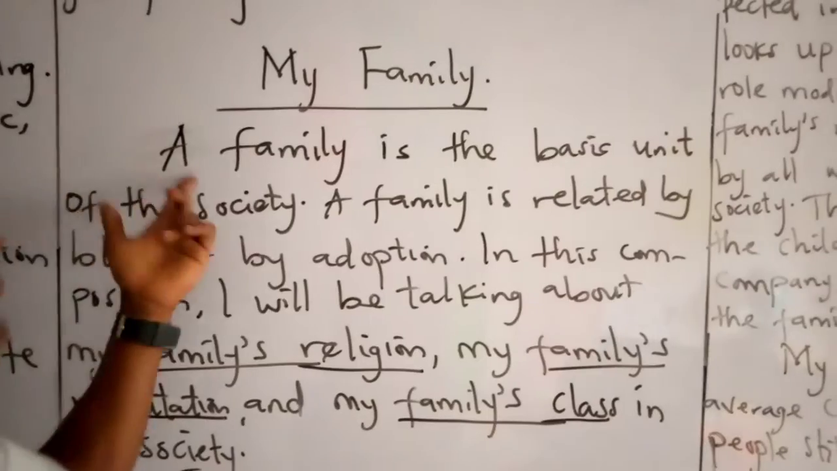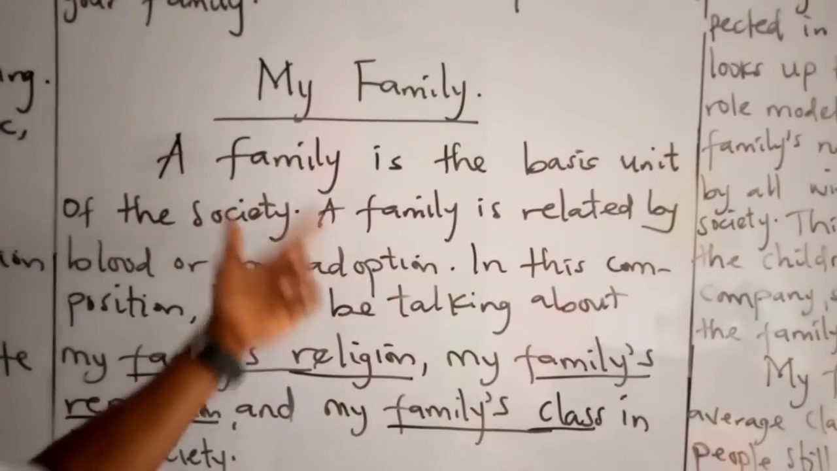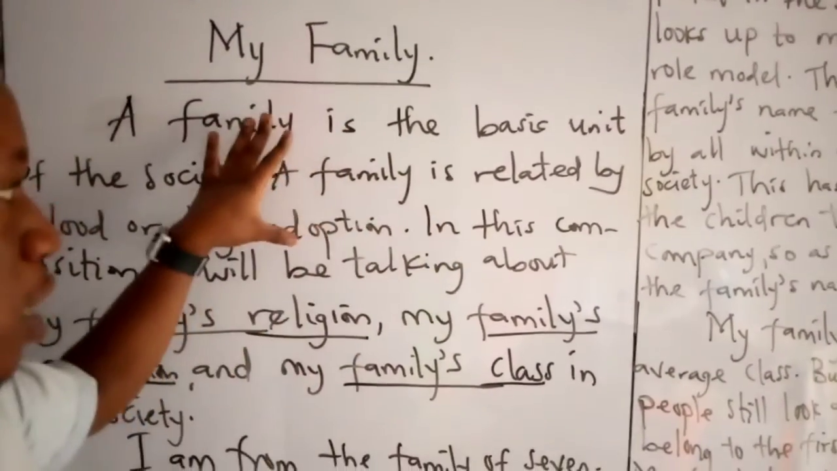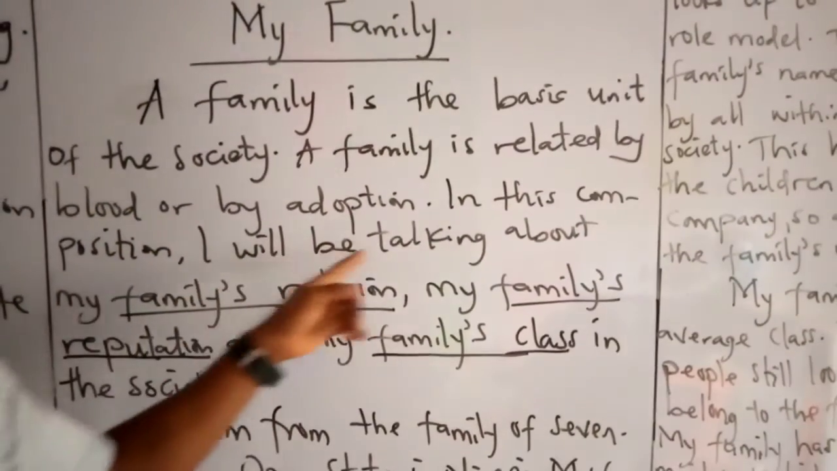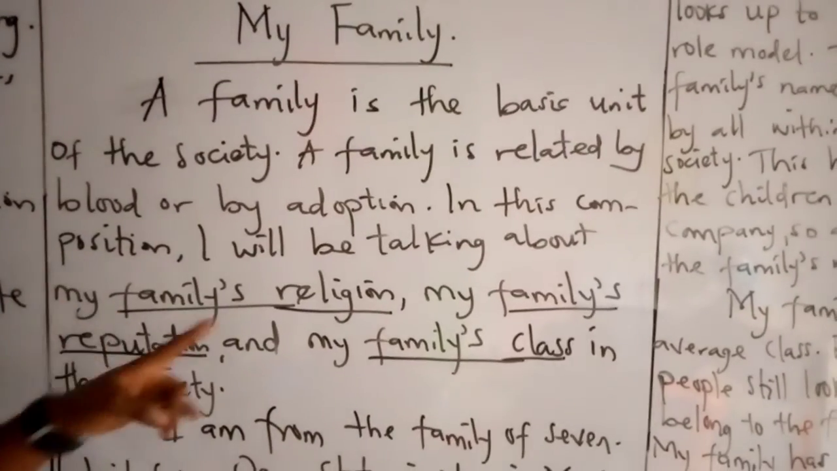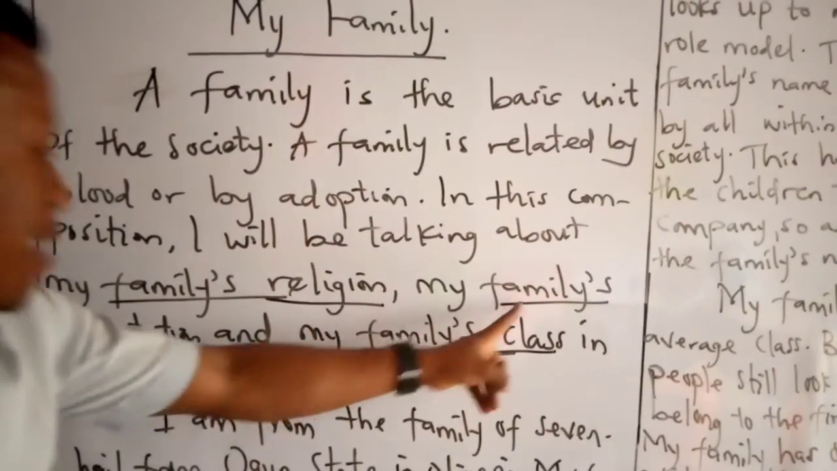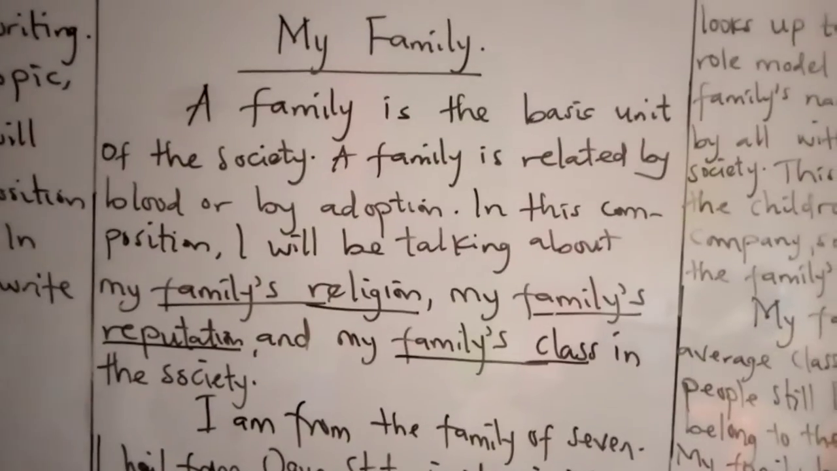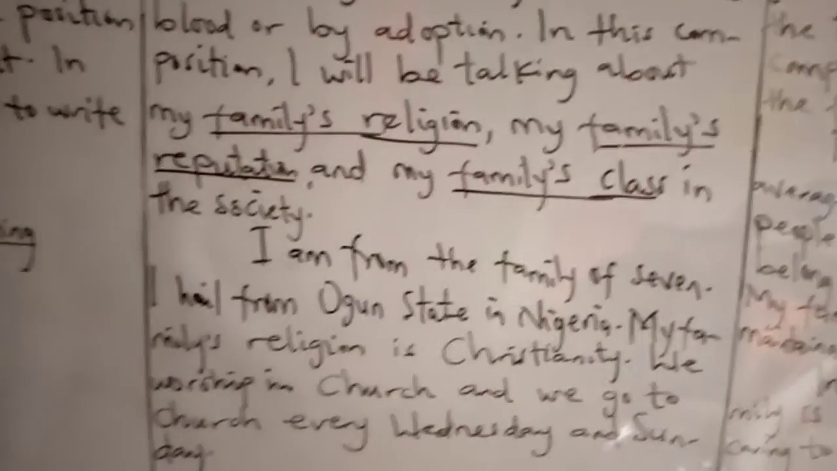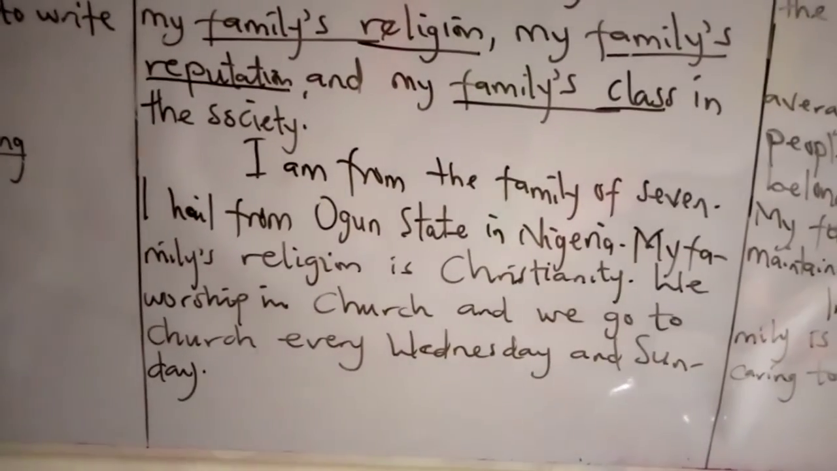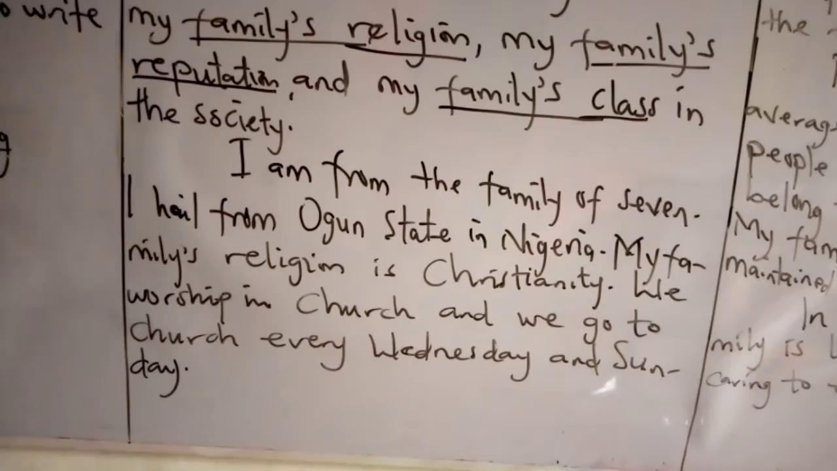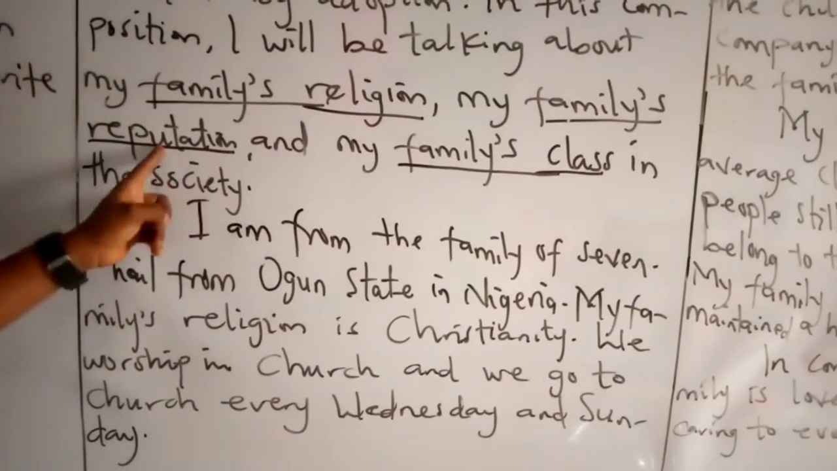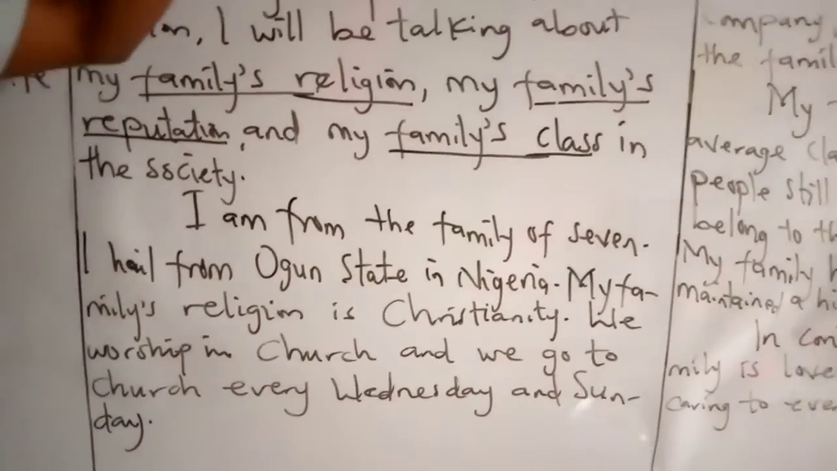My family. A family is the basic unit of the society. A family is related by blood or by adoption. This is my introduction. Now, in this composition, I will be talking about my family's religion, one, my family's reputation, two, and my family's class, three. These are my three thesis statements. I told you that your thesis statement must be three, and this is what you are trying to talk about in your composition.